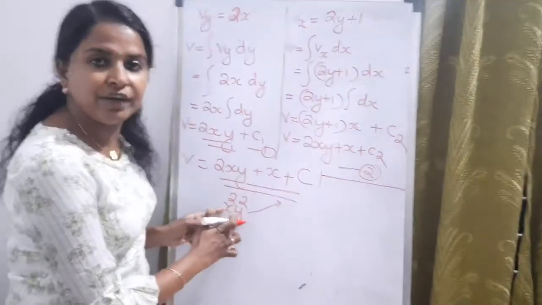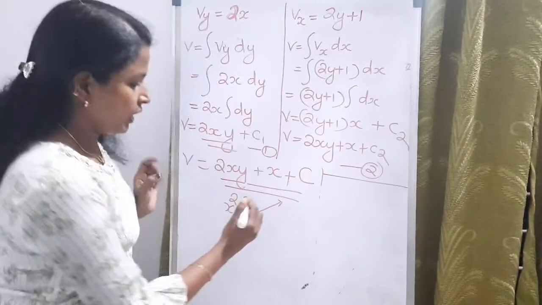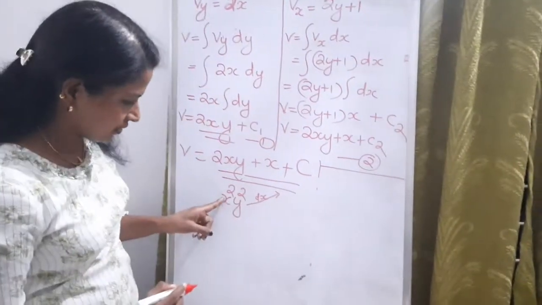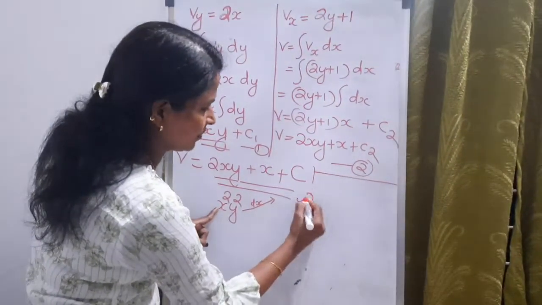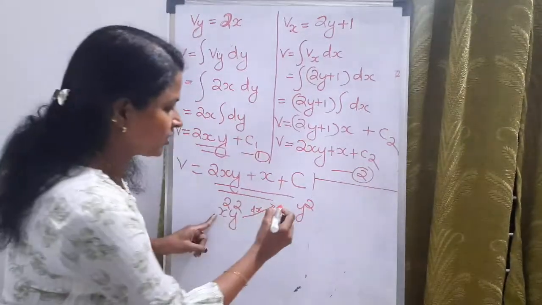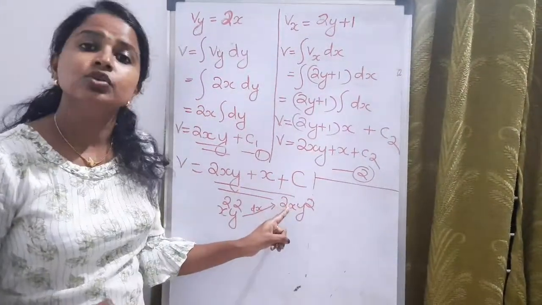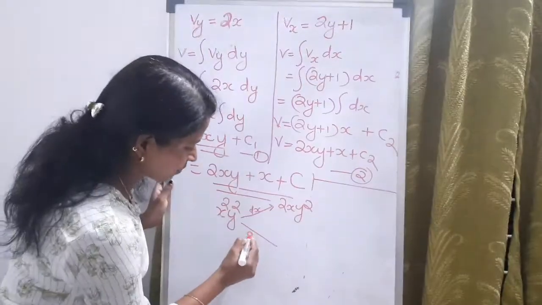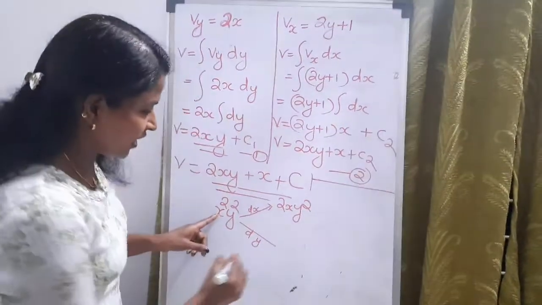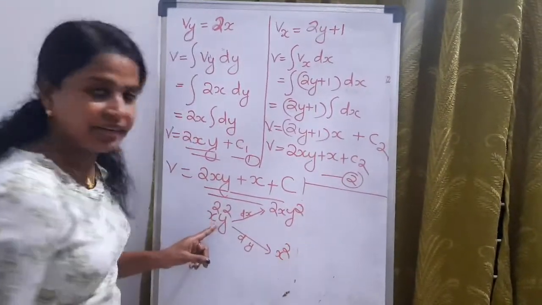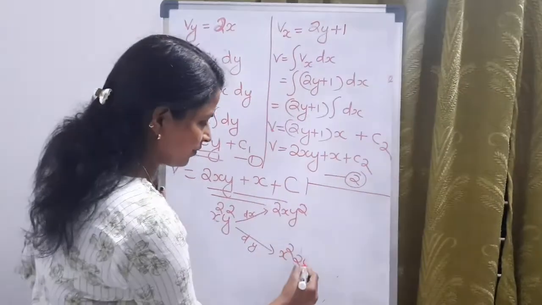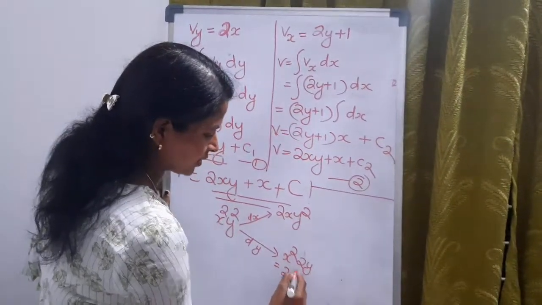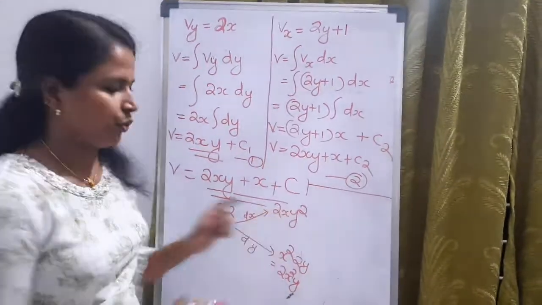Differentiating this x square y square with respect to x, here y square is constant. Then the derivative of x square is 2x. That is, we get 2x y square. Similarly, differentiating this term with respect to y, here x square is constant. Then the derivative of y square is 2y. That is, this term is 2x square y.